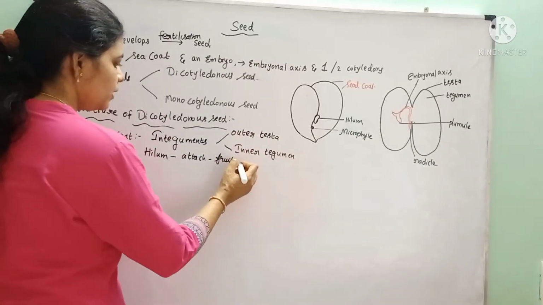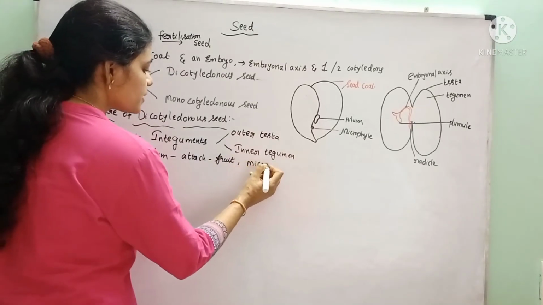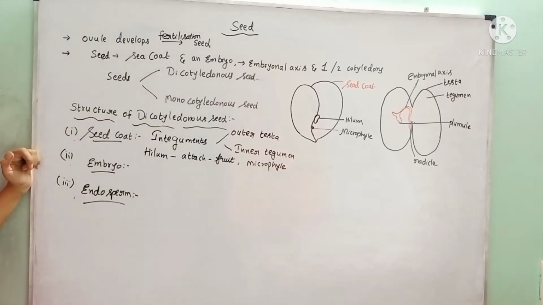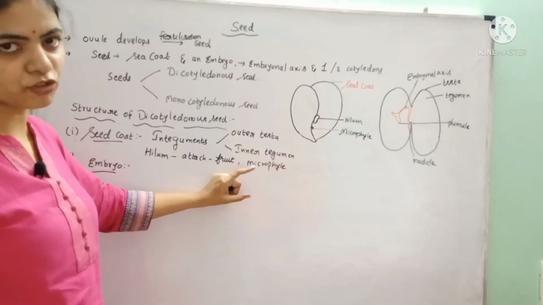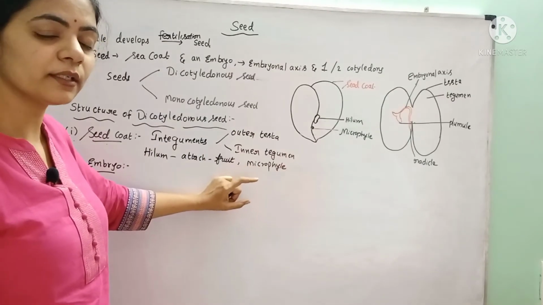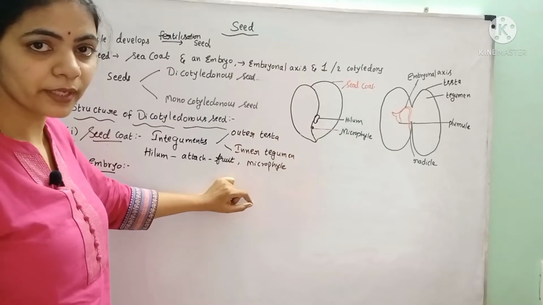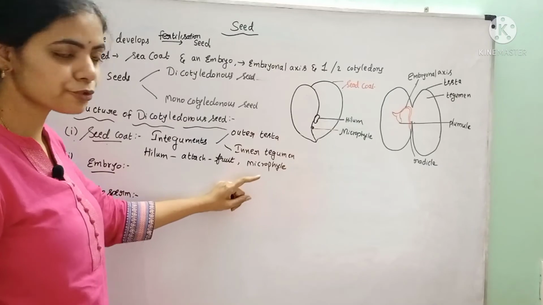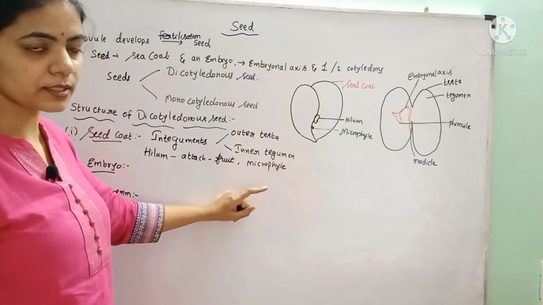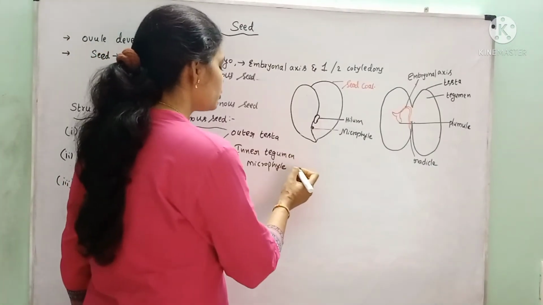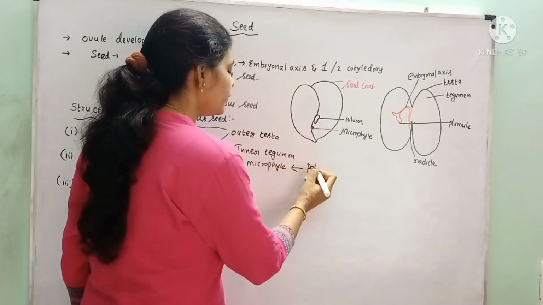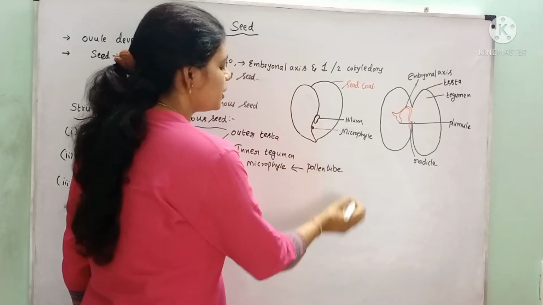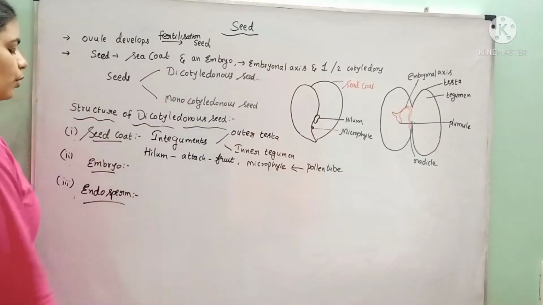And above this hilum, the micropyle is present. Above the hilum, the pore is present, which is called the micropyle. We know what a micropyle is. During fertilization, the pollen tube enters through the micropyle and fertilization occurs, right? By means of this micropyle only, the pollen tube enters into the ovule. The entry of the pollen tube takes place through that pore only.